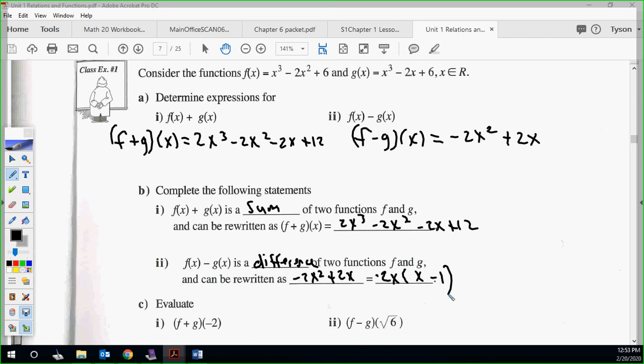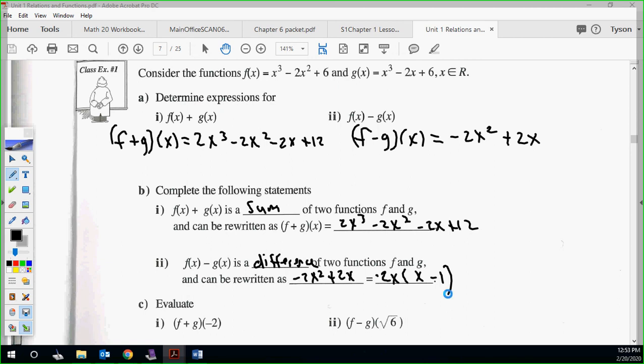Okay. All right, so evaluate is now, once you have those expressions, you will plug in negative 2 for x. There's two things I'm going to tell you though. You can also find out what f is at negative 2 and g at negative 2 and add them. So you could do the expression, plug negative 2 in, or you can find out what f is at negative 2 and g is at negative 2 and then add, and you can do that as well. They will give you the same answer.